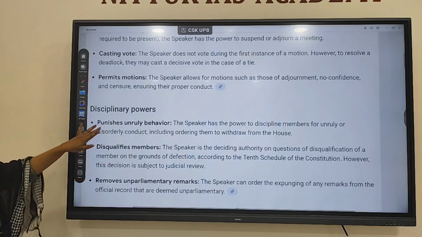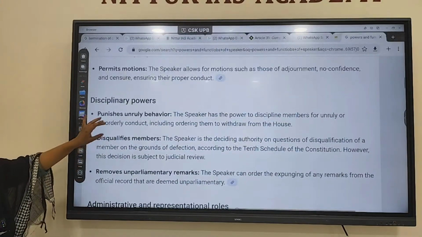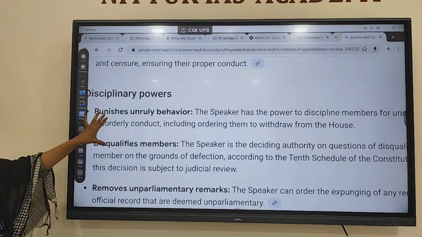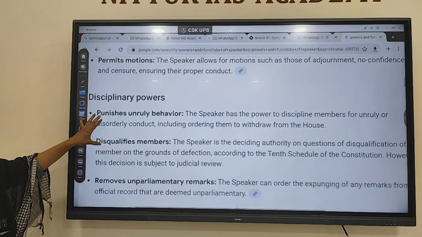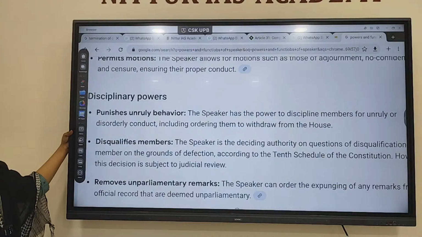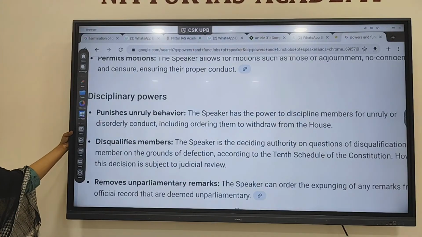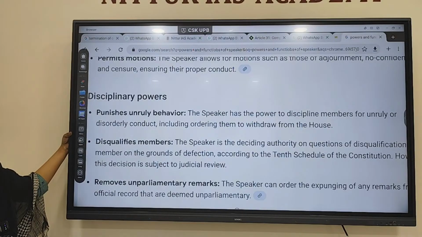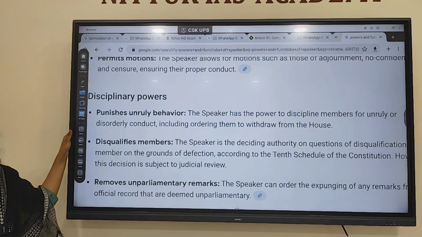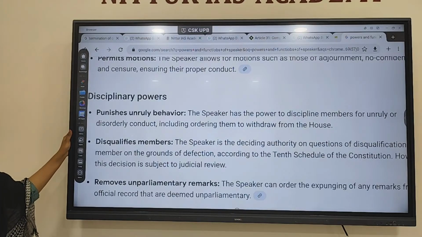Next, disciplinary powers. Speaker is having the disciplinary powers as well. Okay, he can take the action against the Lok Sabha MPs. Punishes unruly behavior. The Speaker has the power to discipline members for unruly or disorderly conduct, including ordering them to withdraw from the house. Speaker can punish the MPs of Lok Sabha, suspend for 15 days, or for 1 month, for unruly behavior or whatever statement they give unlawfully in the house. Next, disqualified members.